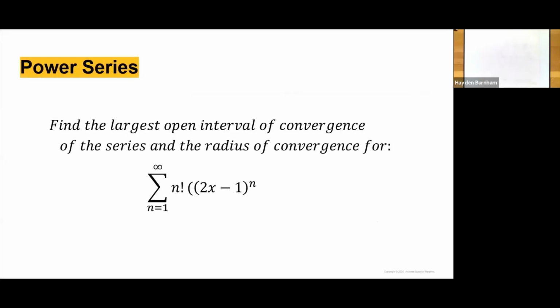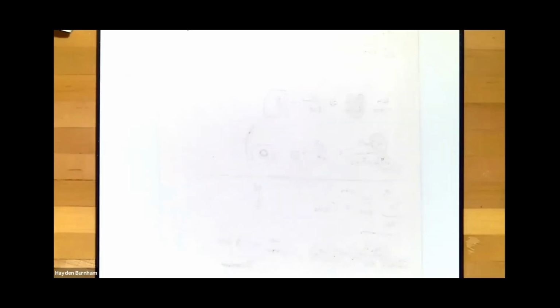Okay, so then we've got power series, and this is what I meant before with that test. Let's say, for example, you're given this problem: find the largest open interval of convergence of the series and the radius of convergence. Looking at it, it's kind of ugly, to be honest, but there is a way we can break this down pretty easily. So I have a copy here.